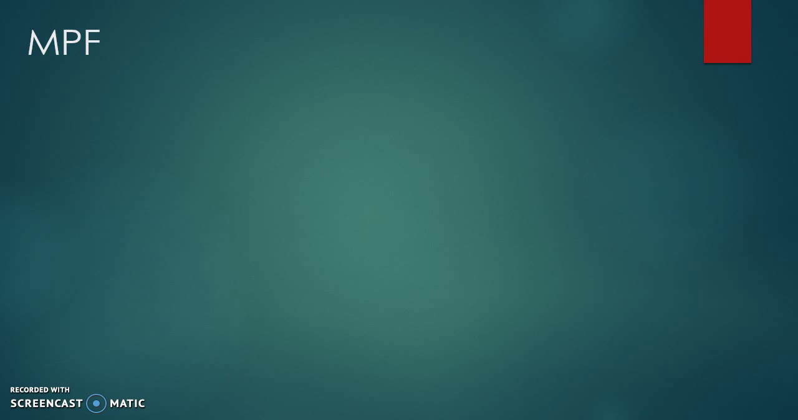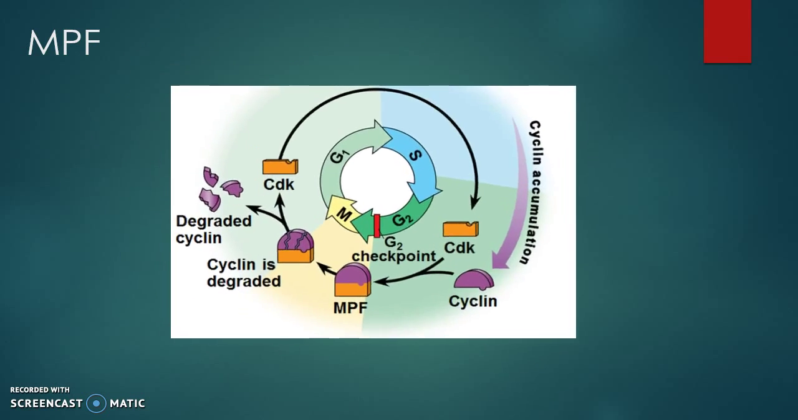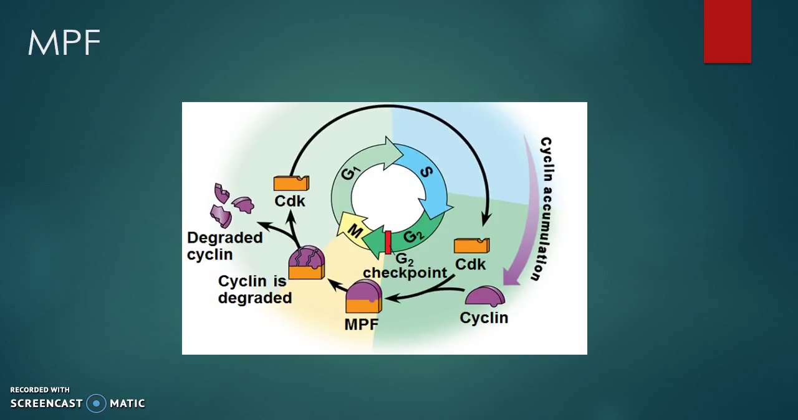MPF. The maturation promoting factor, or MPF, is a CDK complex that signals a cell's passage from the G2 checkpoint to the M phase. Now, these are sometimes called the mitosis promoting factors because of what I just said. As shown right here in the diagram, the MPF helps the cell move from the G2 checkpoint to M phase.